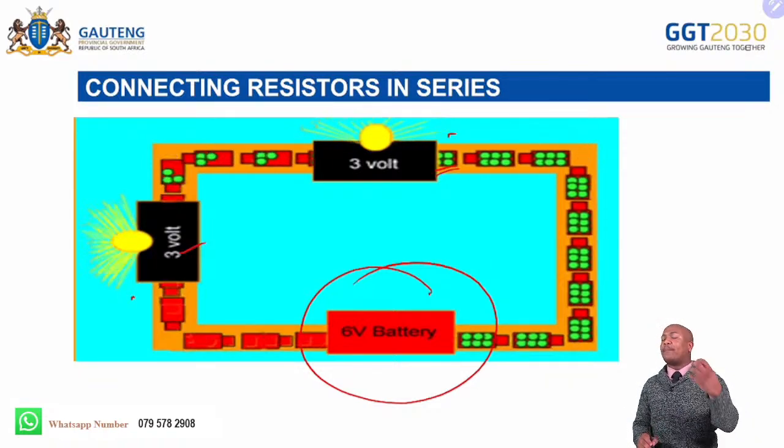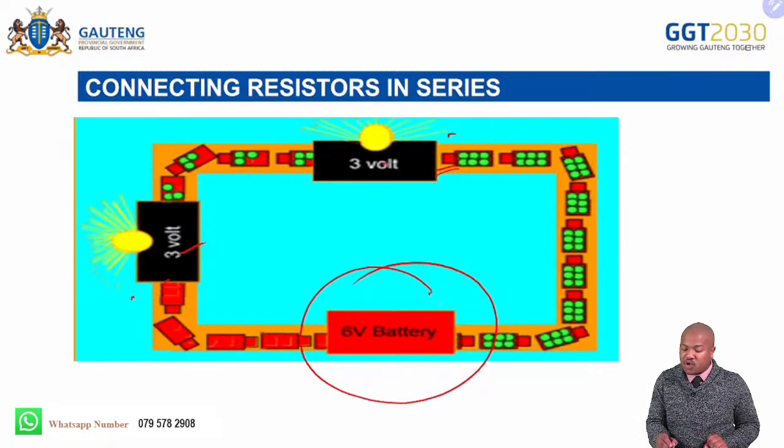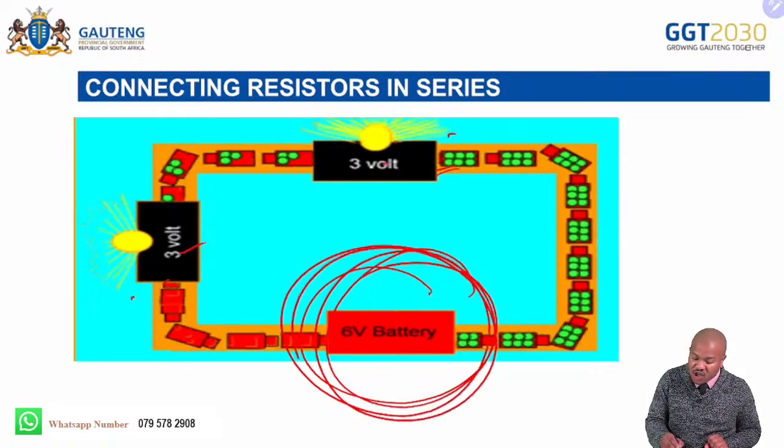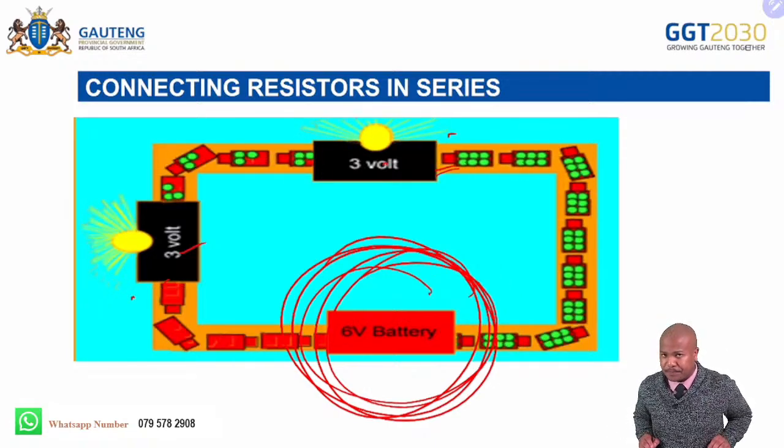So what does it say about the total voltage across the battery? It is 3 plus 3 to give us this 6 volts of total voltage across the battery.